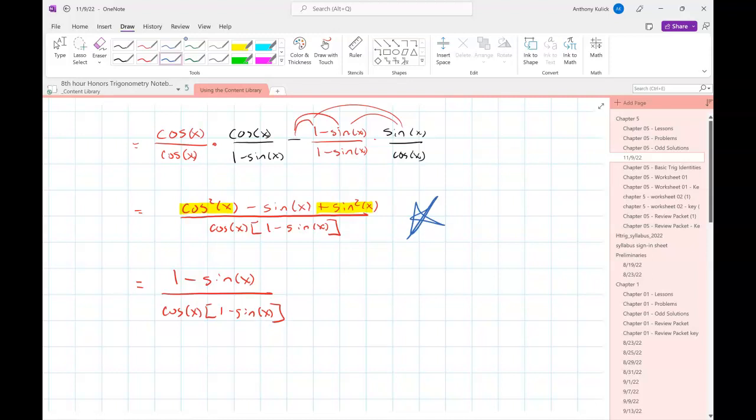Whenever you make a common denominator and add fractions, don't multiply out the denominators. It's just a waste of your time. Just leave it in the factored form and worry about the numerator, and then factor that after you've combined like terms to see if you can reduce. Which we can here, correct? So what am I left with? 1 over cosine x, which is secant.